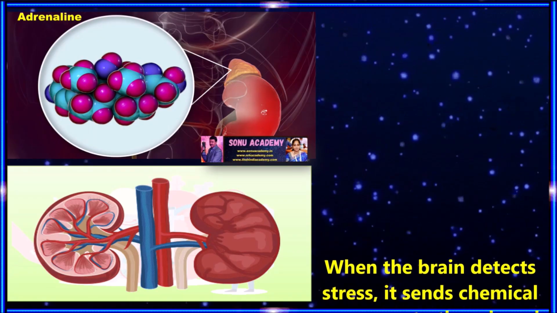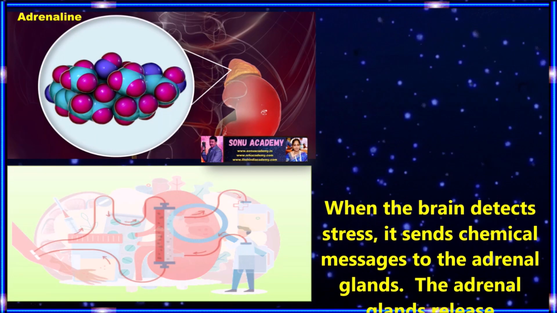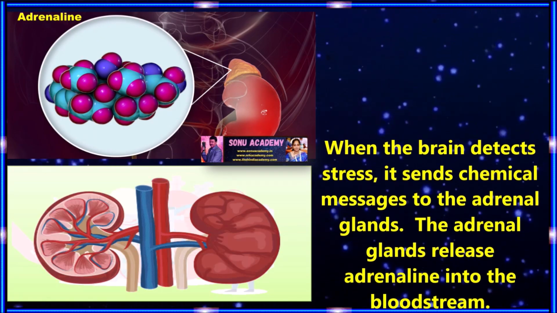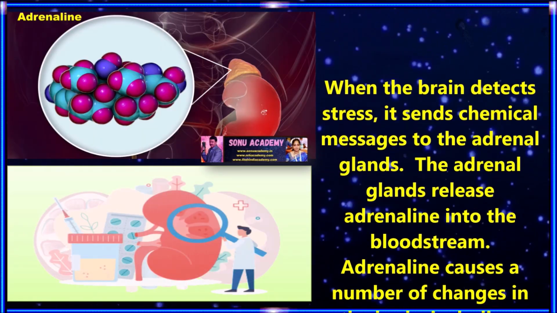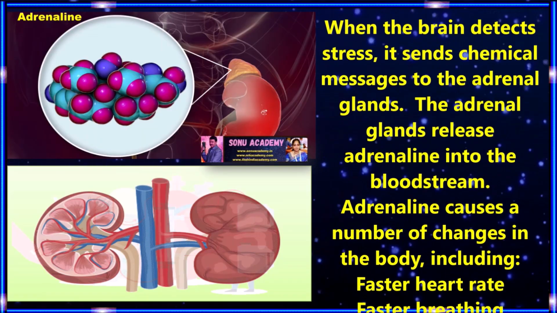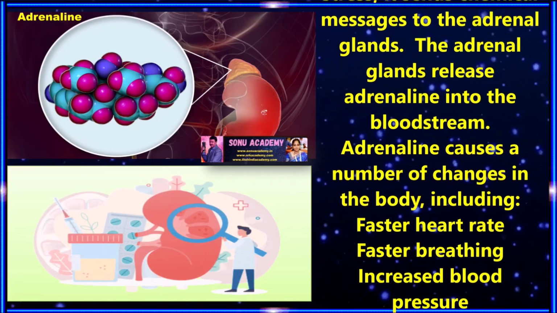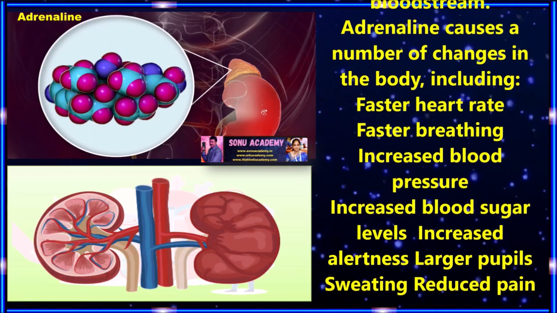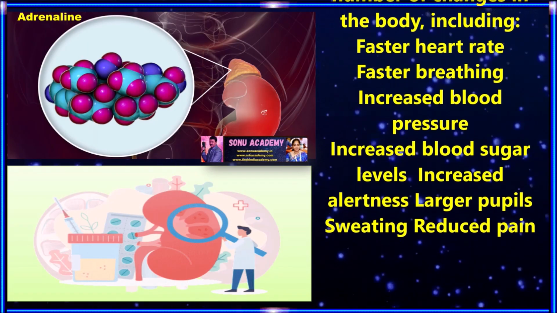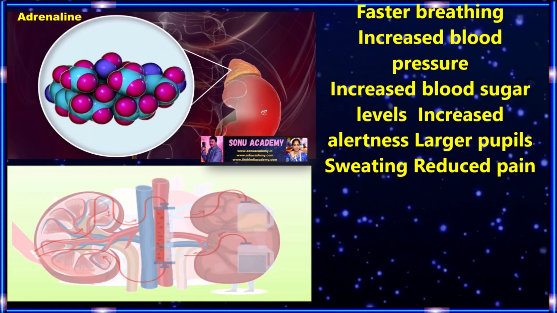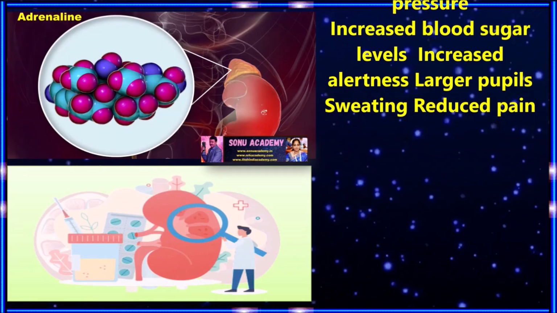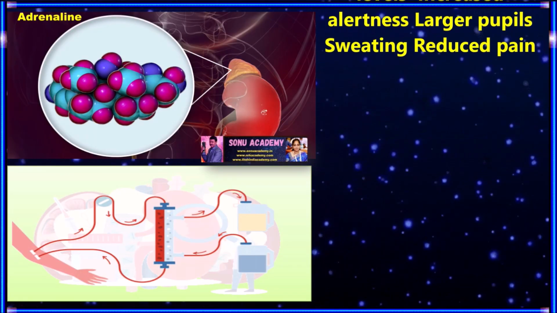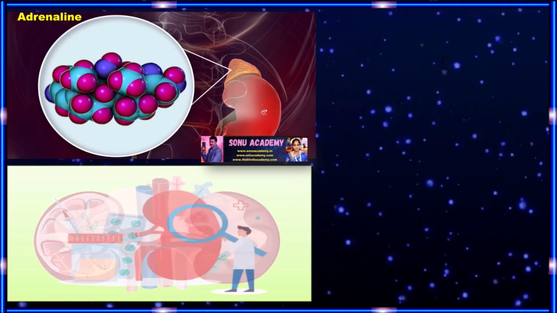Children, let us see how this gland works. When the brain detects stress, it sends signals to the adrenal gland. The adrenal gland releases adrenaline into the bloodstream. Adrenaline causes a number of changes in the body, including a faster heart rate, faster breathing, increased blood pressure, increased blood sugar levels, increased alertness, large pupils, sweating, and reduced pain.